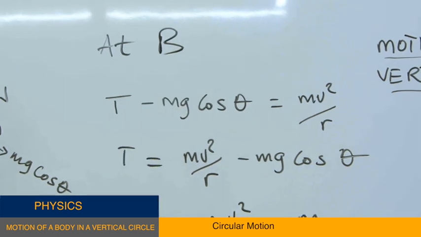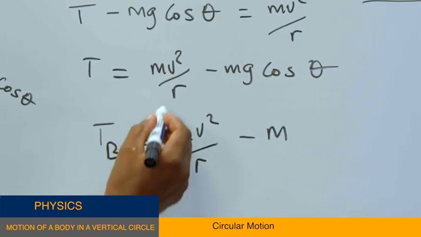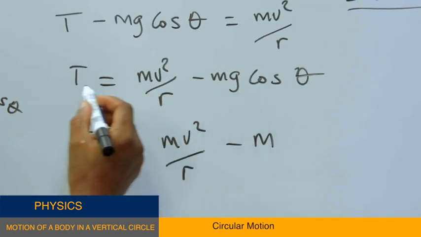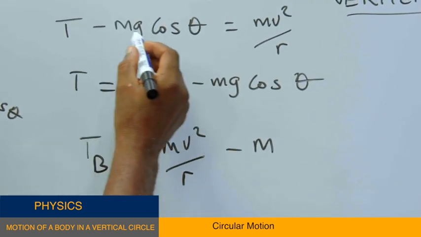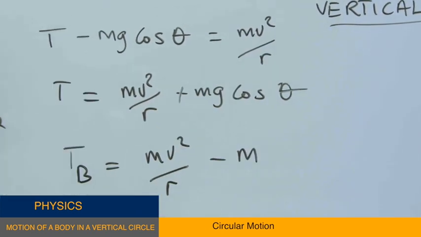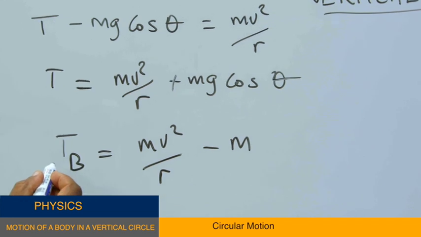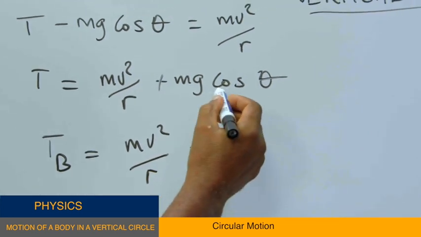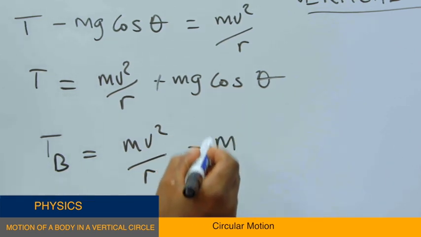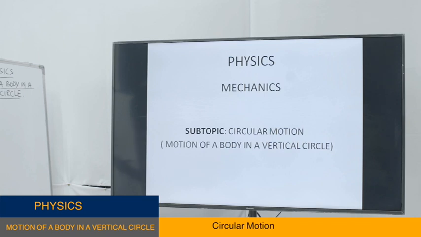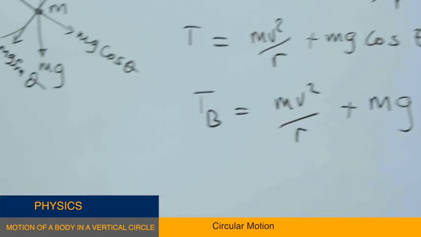This is at B. So we're going to have at B now instead of a minus, because at B, if we're taking now T, which is equal to mg, T minus mg cos theta is equal to mv squared over r. So T will be equal to this much plus that much, and the tension at point B will be equal to mv squared over r plus mg cos theta, but cos theta is equal to cos 0, which is equal to 1. So here will equal plus mg. So this is the tension at the bottom.